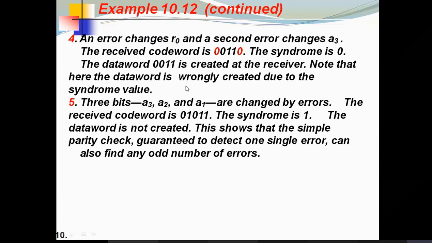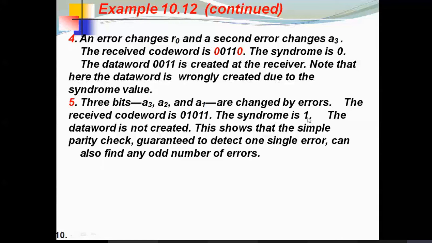You need to understand, even parity is not going to detect an even number of errors. It can detect an odd number of errors. You can just go through the fifth case where 3 bits got corrupted. A3, A2, A1 are changed by errors. If that is the case, the received code word is this. When you calculate the syndrome, it is equal to 1. So that indicates that there is an error in the received data.